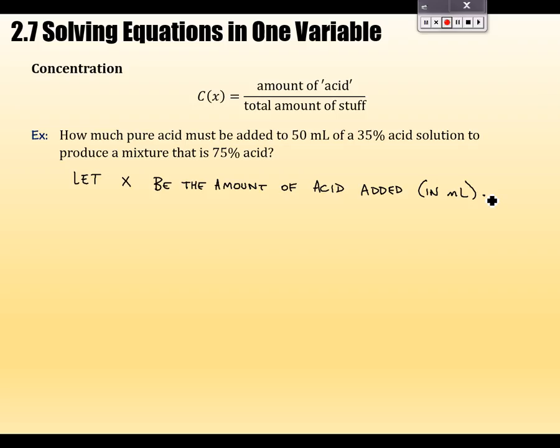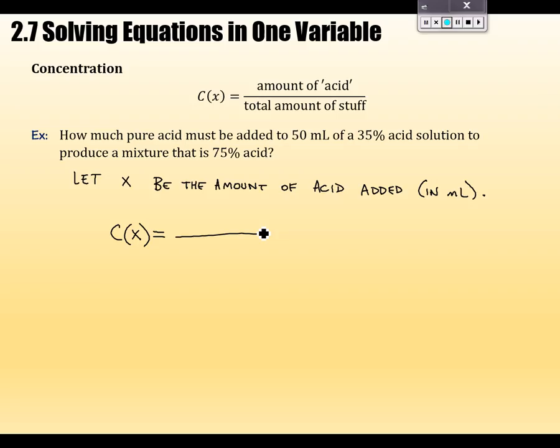Okay. What is the concentration now? We want to come up with a function that gives the concentration for any amount of x milliliters of acid that you might add. Now I'm actually going to start with the bottom because I think that's easier. Let's look at the denominator first. What is the total amount of stuff?